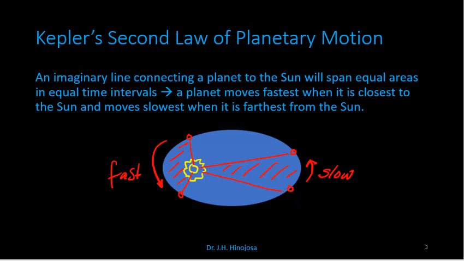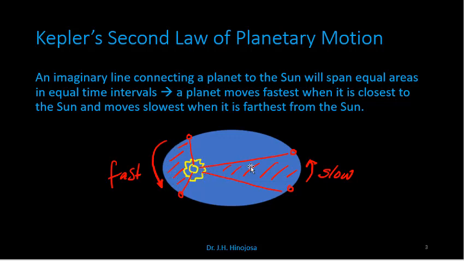Now, Kepler's second law of planetary motion states that if we were to draw an imaginary line connecting a planet to the Sun, it will span equal areas in equal time intervals. So if the planet is at this point and it's traveling in this direction, after a given time interval, say 1 month, it'll span out this amount of area. That is, the imaginary line connecting the Sun to the planet will span out this amount of area.